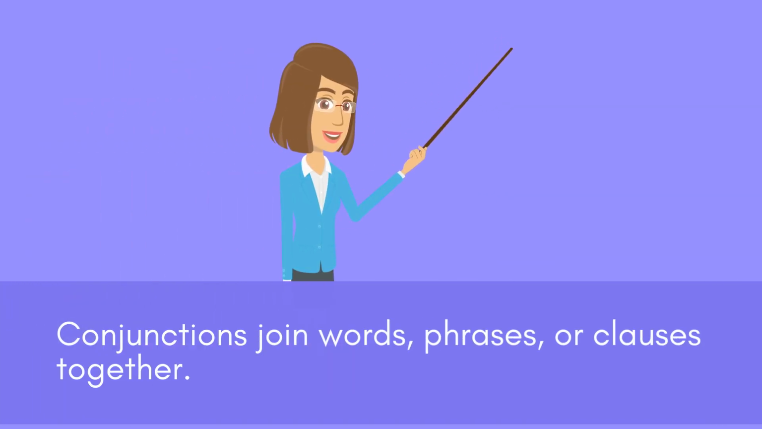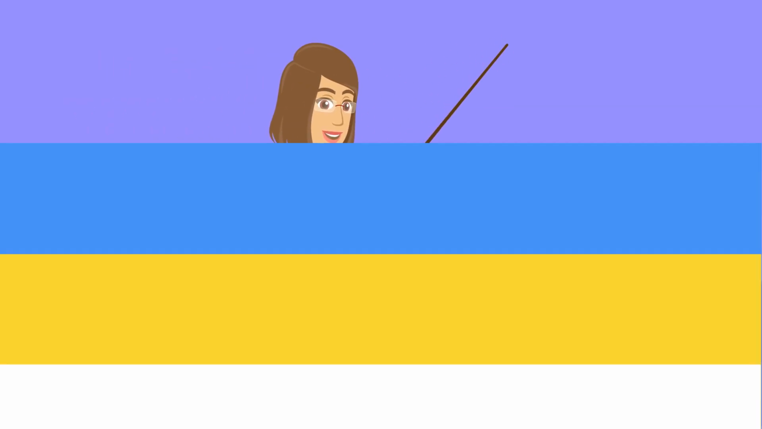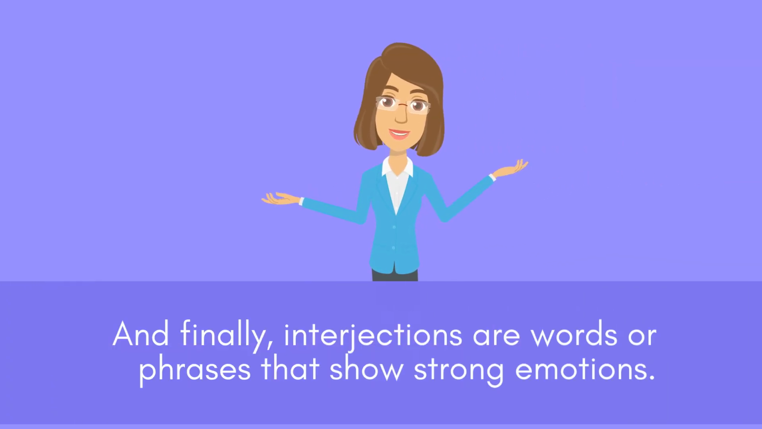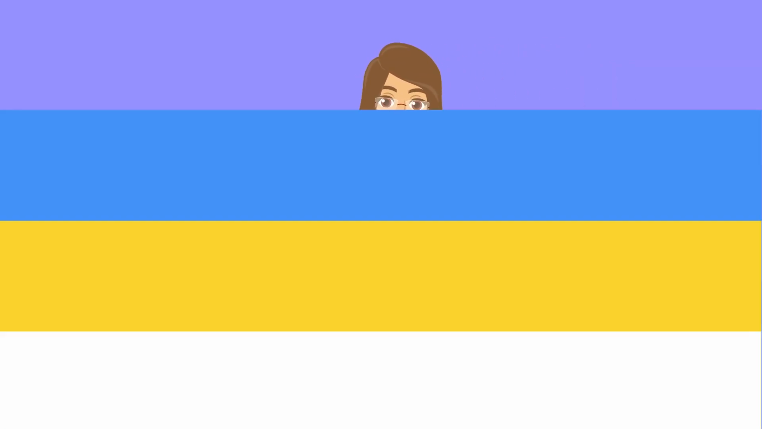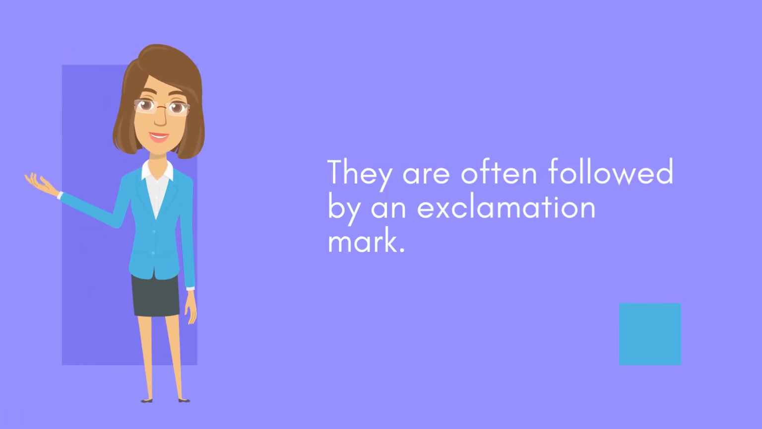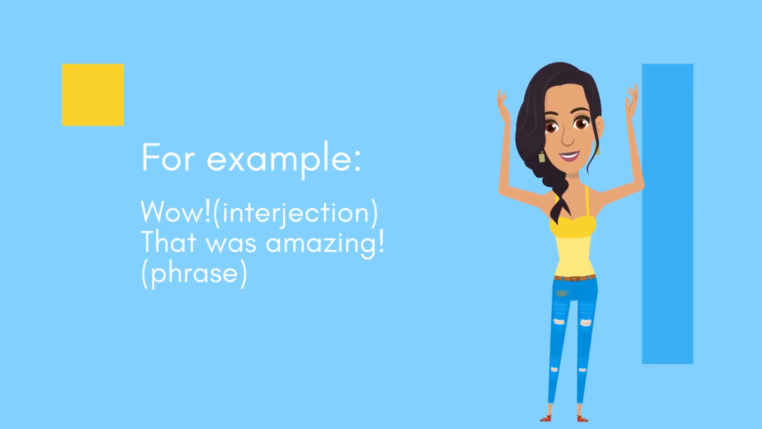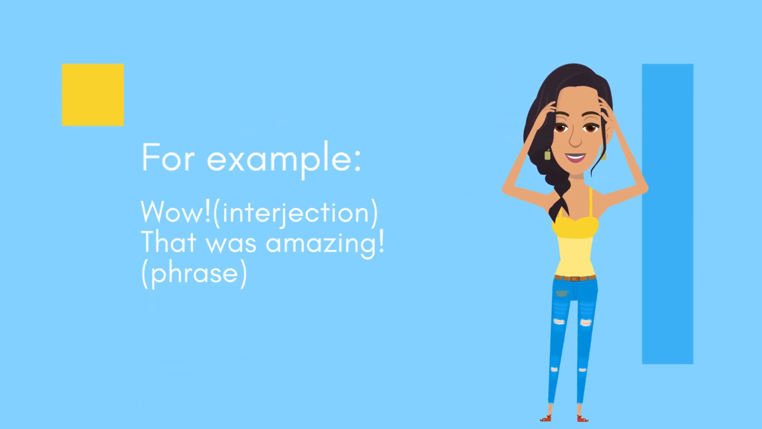Conjunctions join words, phrases, or clauses together. For example, I'll have pizza, clause, and, conjunction, soda, clause. And finally, interjections are words or phrases that show strong emotions. They are often followed by an exclamation mark. For example, wow, interjection, that was amazing, phrase.